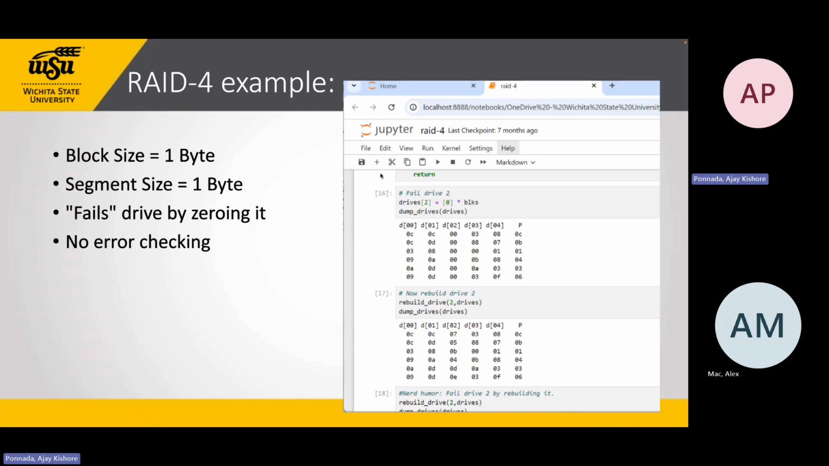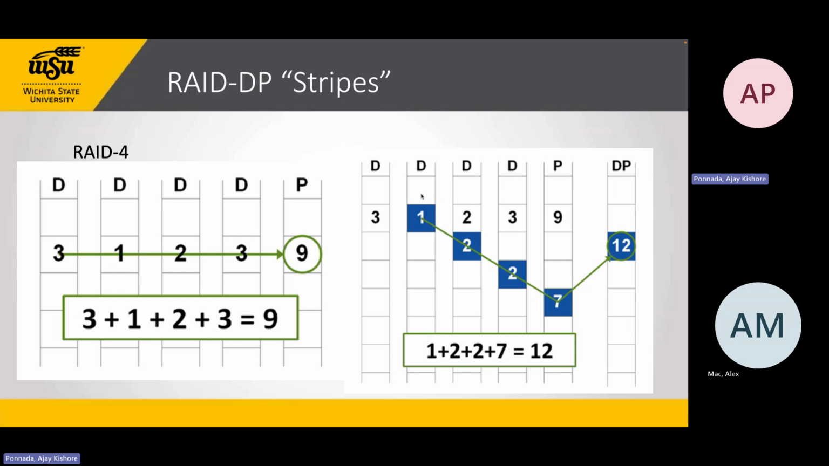And block size. So that is the thing with a screenshot right there. So we have explained this thing. So now RAID DP stripes. So how does RAID 4 work? It's simple numbers. It's not hexadecimal, so it's numbers. So if you want hexadecimal code for 9, if you know how to build that. 3 plus 1 plus 2 plus 3, that's 9. So that's how a simple RAID 4 works.